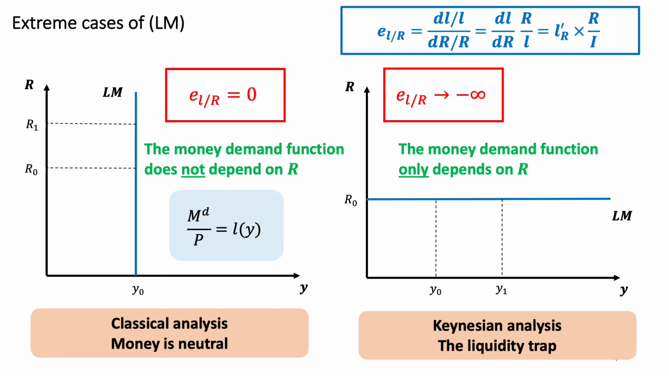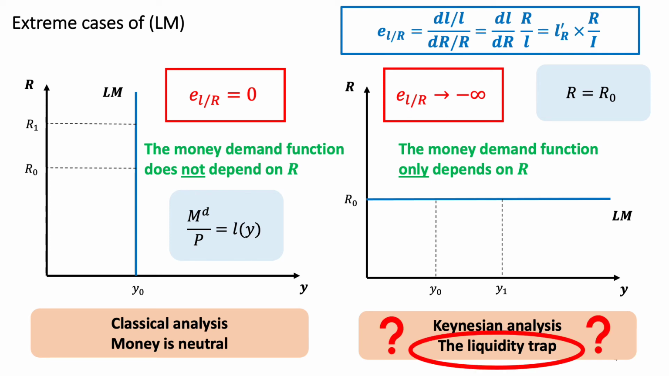In this situation, households will always demand more money for speculative motives. Therefore, any additional supply of money will be immediately demanded by the households. This corresponds to the Keynesian concept of liquidity trap. In this case, the equation of the demand for money is R equals R0.